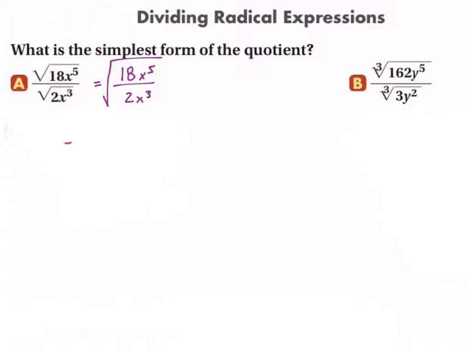So in this case, I know that 18 divided by 2 is 9. And then with the exponents, I know that division means they subtract. So that means this becomes x squared. So now we're looking to take the square root of 9x squared. Well, the square root of 9 is 3. The square root of x squared is just x, so our answer is 3x.